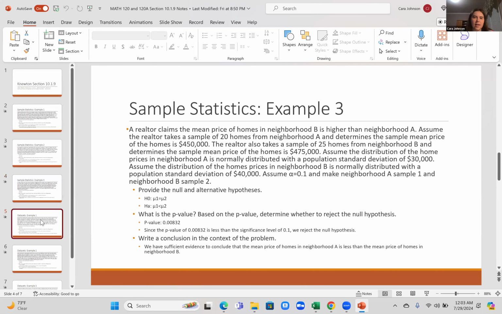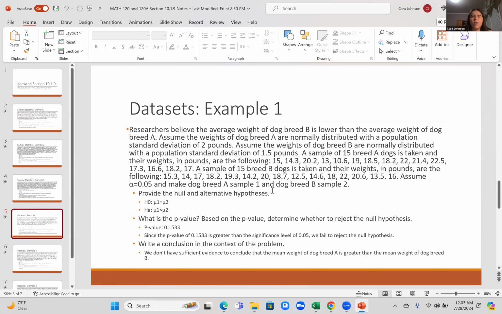All right, let's do some with data sets now. So researchers believe the average weight of dog breed B is lower than the average weight of dog breed A. And then we have population standard deviations for both and data sets here. Significance level 0.05, dog breed A is sample 1, dog breed B is sample 2.